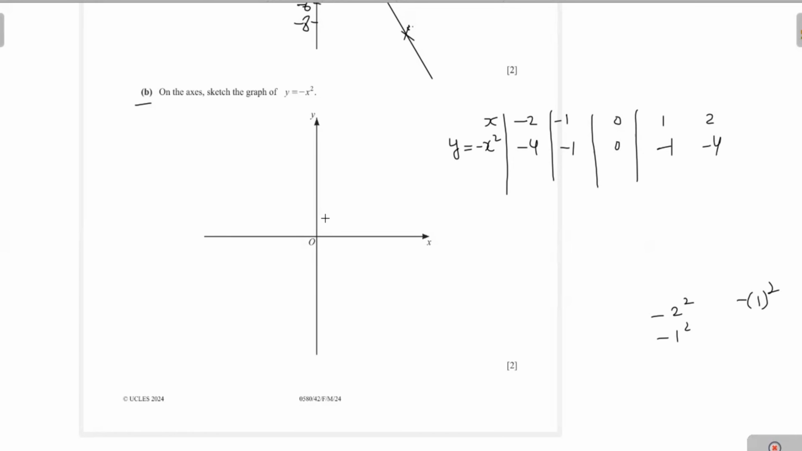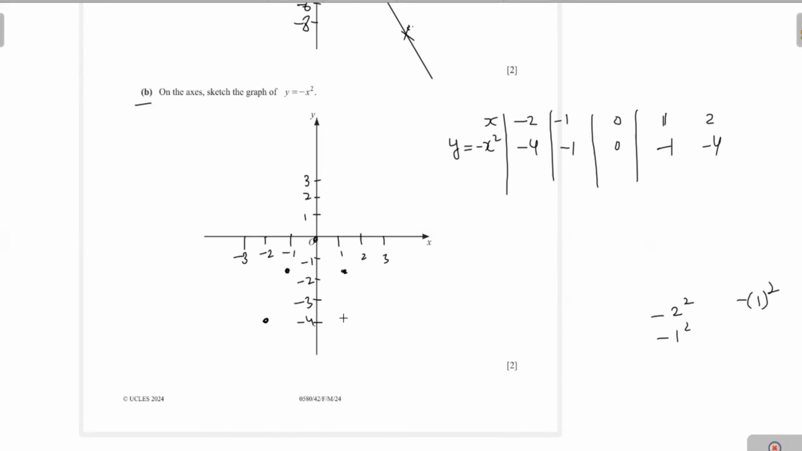Now we will mark these points here. This is 1, 2, 3. This is minus 1, minus 2, minus 3, minus 4. Here is 1, 2, 3. And this is minus 1, minus 2, and minus 3. Firstly, we mark minus 2, minus 4. This is the point minus 2, minus 4. Next is minus 1, minus 1. This is minus 1, minus 1. Next is 0, 0. And next is 1, minus 1.